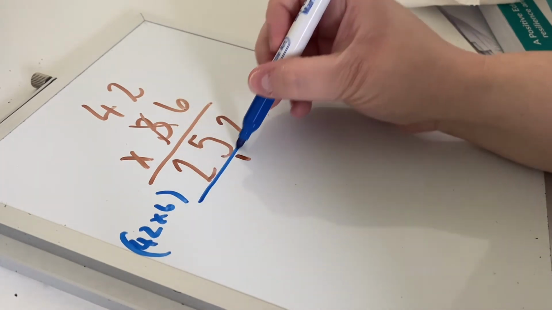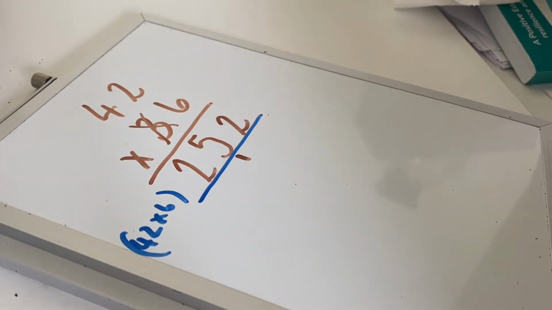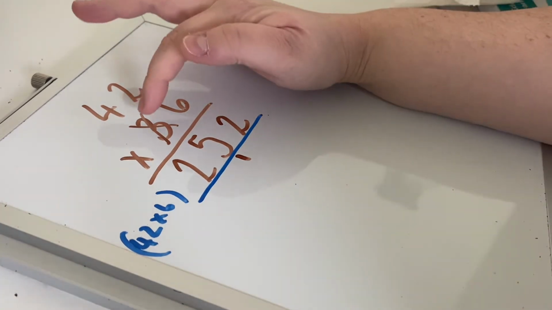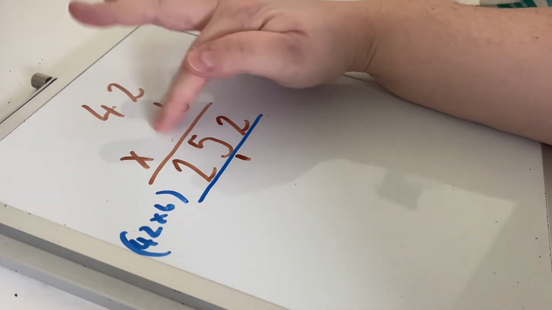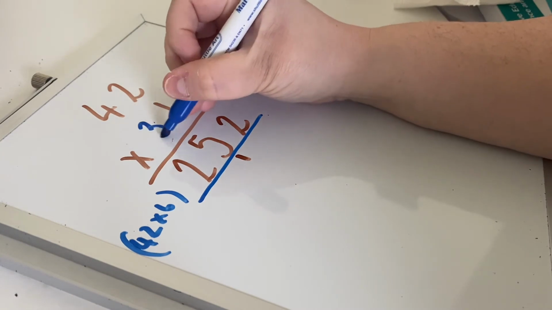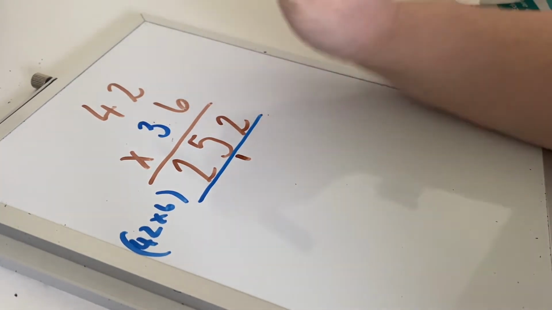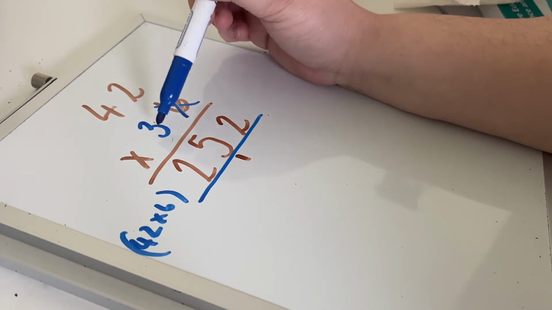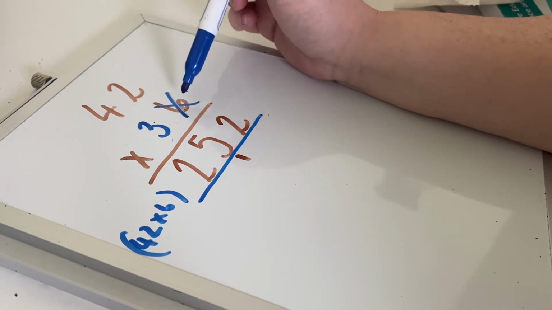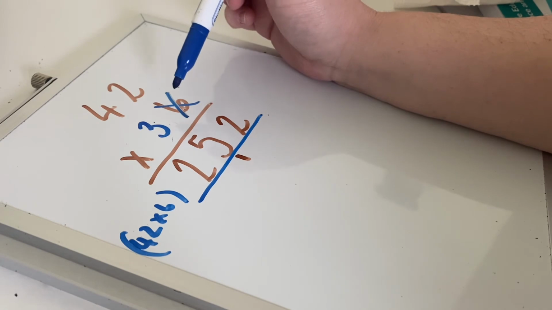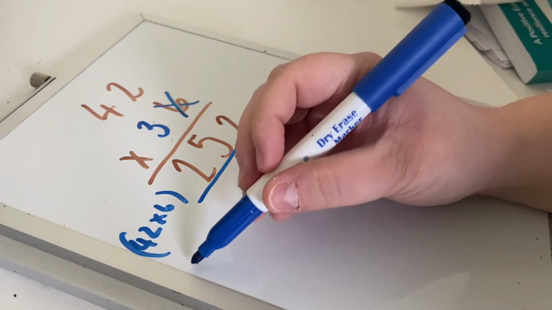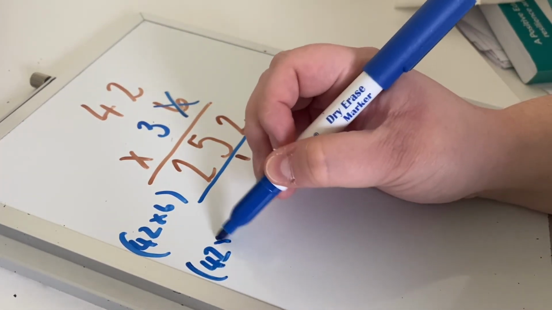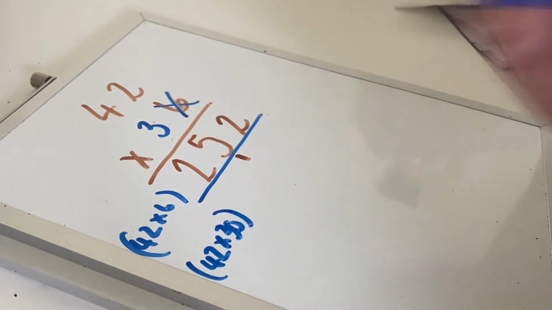Now, in fact, we will change colour of pen. This time, on to step 2, we can't ignore our 3. We need to put our 3 back in. And this time, we ignore our 6, and we do 42 times, now it would be 30, because this is 3 tens. So 42 times 30.